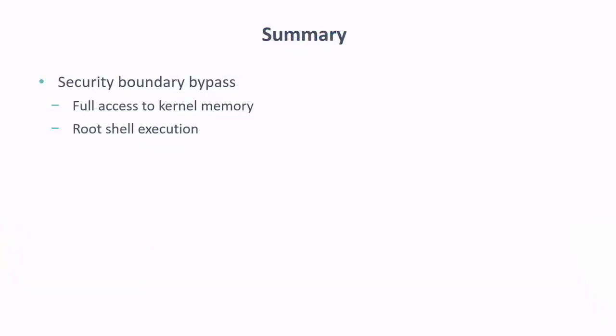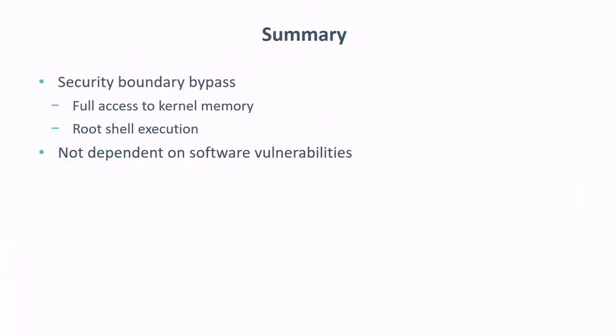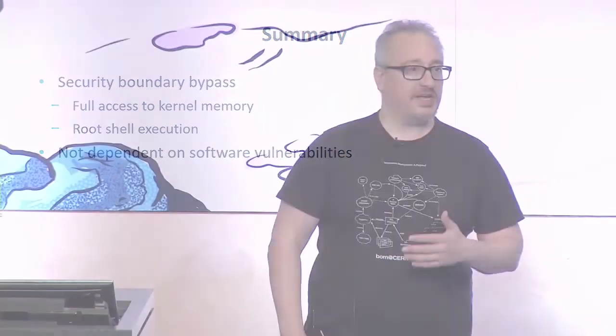So basically, the summary here is that we have a security boundary bypass. You have a user space application which is able to perform actions at the kernel privilege level, which means we get both full access to kernel memory and also execution of a root shell. This is not dependent on software vulnerabilities. It will work any point in time, regardless of existing vulnerabilities in the software, because, as Niek was explaining, the vulnerability lies in the hardware.